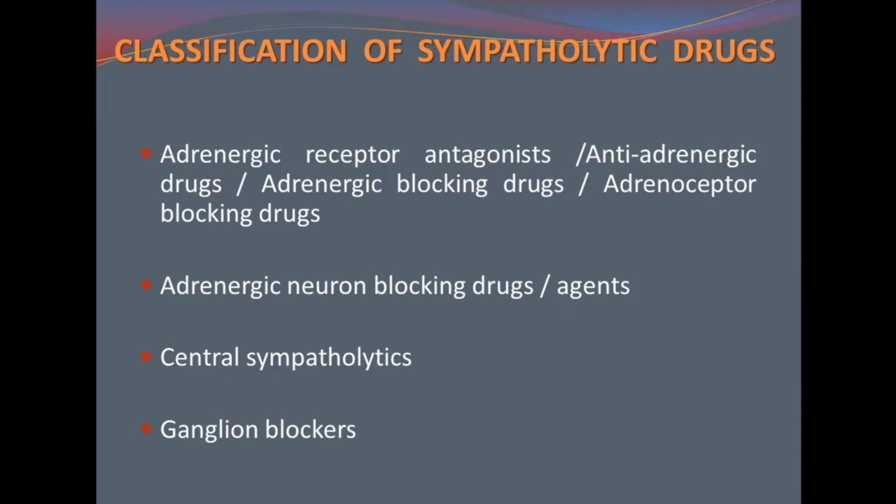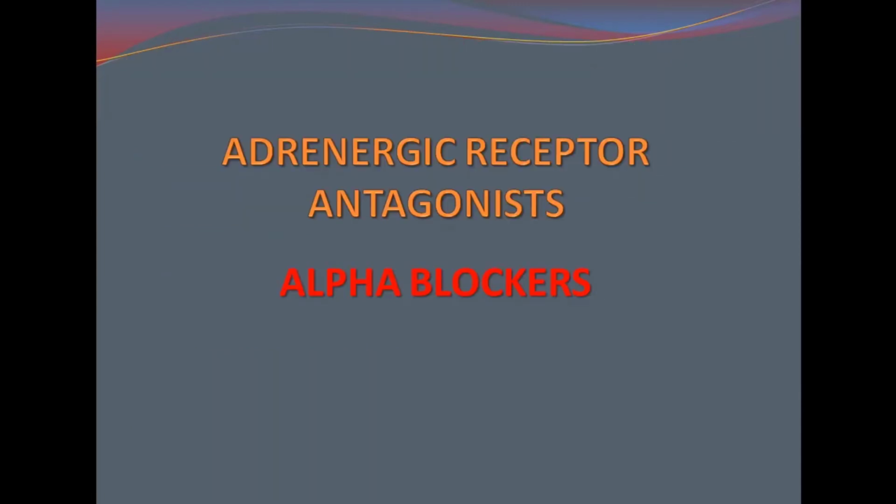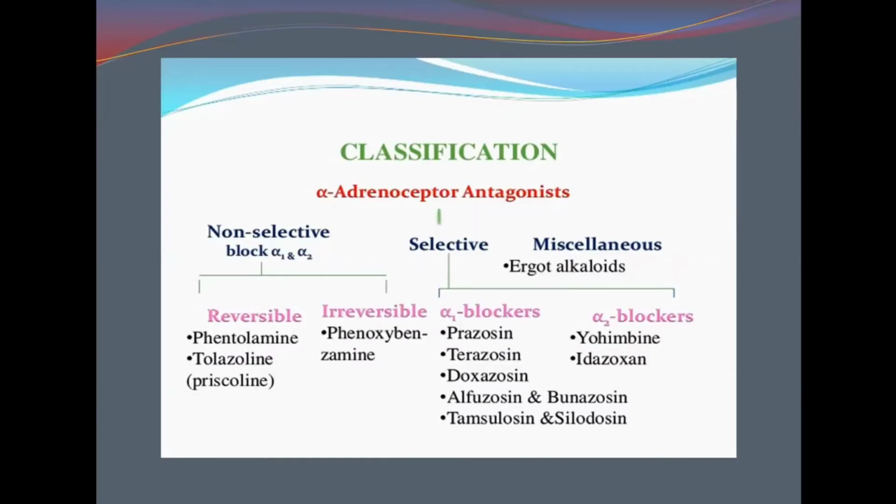The sympatholytic drugs are classified into adrenergic receptor antagonists, so-called adrenergic blocking drugs. Other drugs are adrenergic neuron blocking drugs, central sympatholytics, and ganglion blockers. Adrenergic receptor antagonists: first, we will discuss alpha blockers. The alpha blockers, also called the alpha adrenergic antagonists, are subdivided into non-selective blockers and selective blockers.